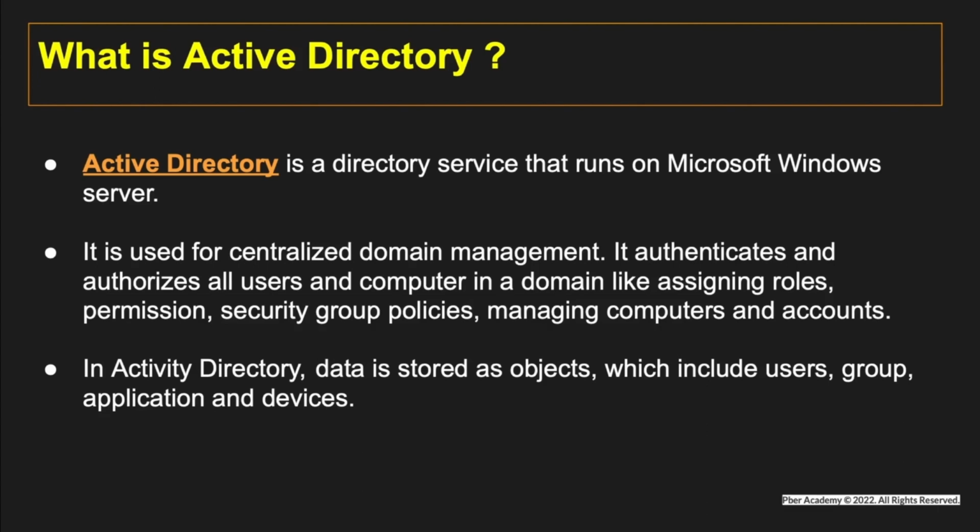Before setting up the Active Directory, let us understand what Active Directory is. Active Directory is a directory service that runs on Microsoft Windows Server. 2022 is the latest version. It is used for centralized domain management. It authenticates and authorizes all the users and computers in a domain, like assigning roles, permissions, security group policies, and managing computers and accounts. In Active Directory, data is stored as objects, which include users, groups, applications, and devices.